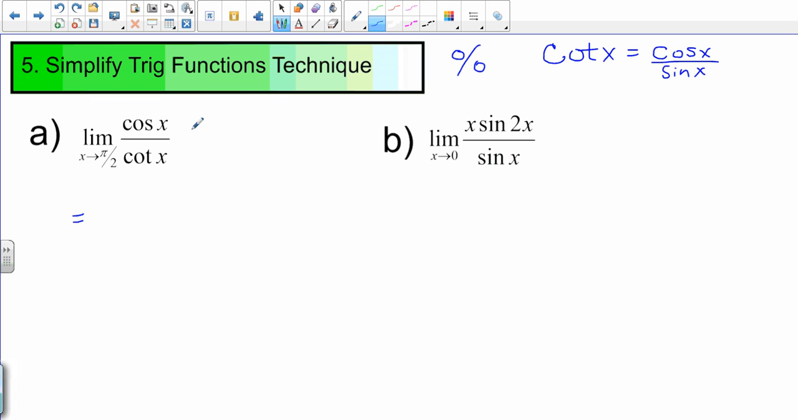Cosine of pi over 2 is 0. And the cotan of pi over 2 would be the cosine of pi over 2, which is 0, over 1. So I end up with the denominator being 0. So I'd have 0 over 0, and that's an indeterminate form. So let's try an alternate method, see if we can't rewrite that fraction that we're looking at there. And we'd have cosine x over cotan x.